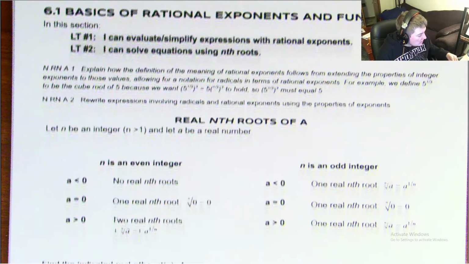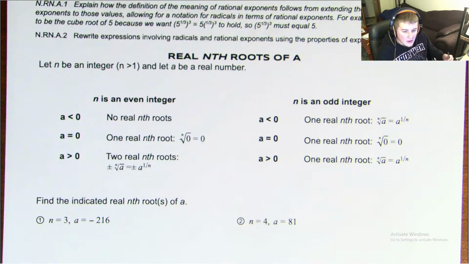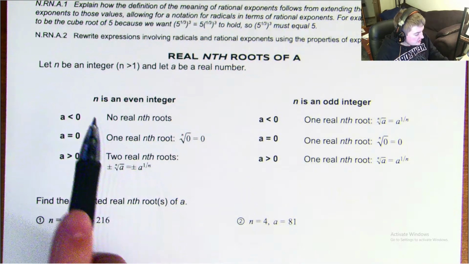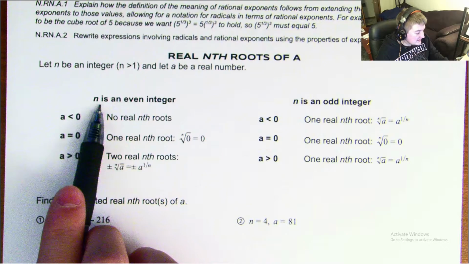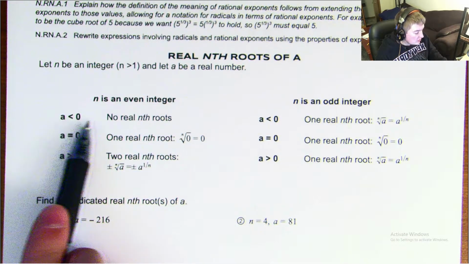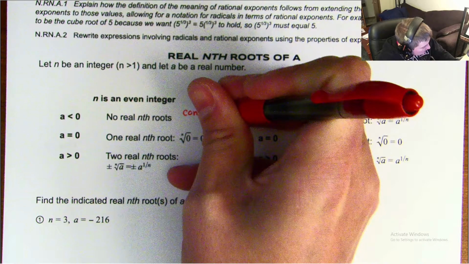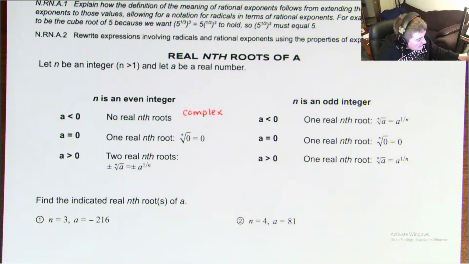So the one thing that we need to talk about when we're dealing with real numbers that have an nth root of a, you're going to get a different amount of solutions. Essentially, if you're taking the nth root and n is an even number, like the square root, the fourth root, the sixth root, and a is less than 0, you're not going to have any real roots. You're going to have complex solutions, so you're going to see i, for example.